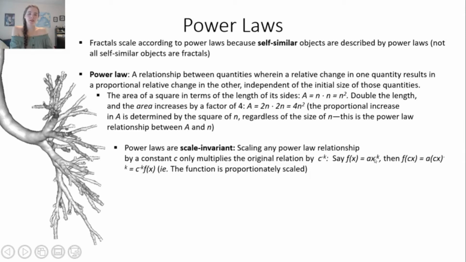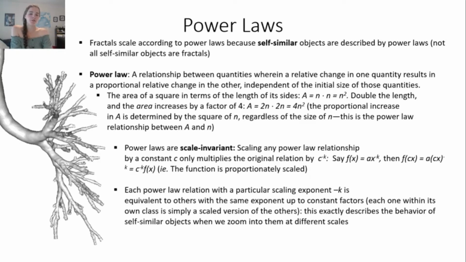So f of x equals ax to the negative k. That's what this f of x represents. It's multiplied by this constant raised to another constant, c to the negative k. So overall, this is just going to be a constant multiplying our f of x. So the function is proportionately scaled. This is how I would best understand this power law relationship: if you zoom in, it multiplies everything in that function by another constant. So everything is proportional to what it originally was.